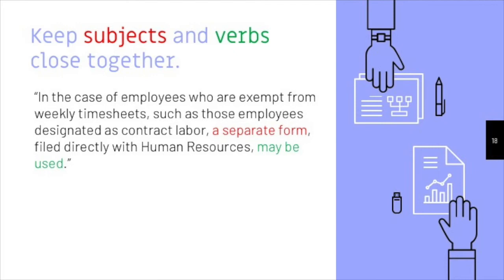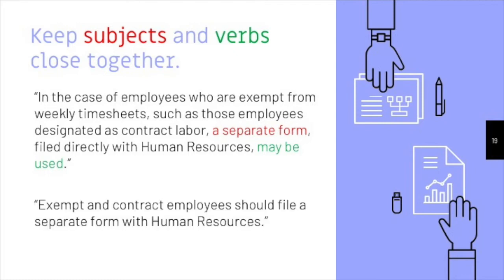Obviously, the form isn't doing much in this sentence, which means that the sentence overall is not very active. Much better would be a sentence structure that identifies the real subject more clearly and more quickly, and pairs it with a more active verb. Something like this, in other words. Exempt and contract employees should file a separate form with human resources.